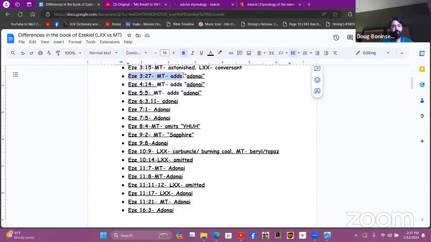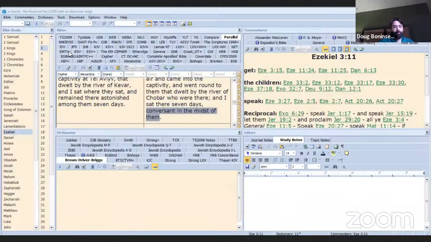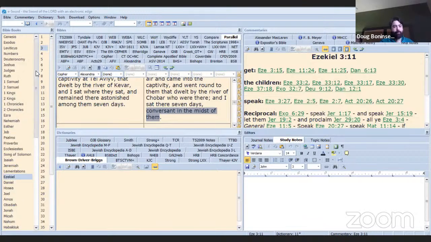So Ezekiel 3:27. Again, we're going back to the Adonai thing again, guys. So I think what I'll do is use the Brenton's or the Alexandria Bible to show you how it definitely seems like it's being added in there. And another thing I want to say, because people were saying, well, Doug, it was in that ABP you were using.